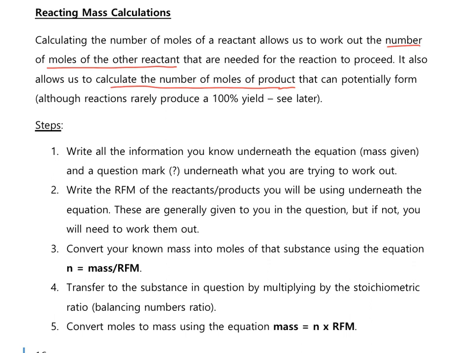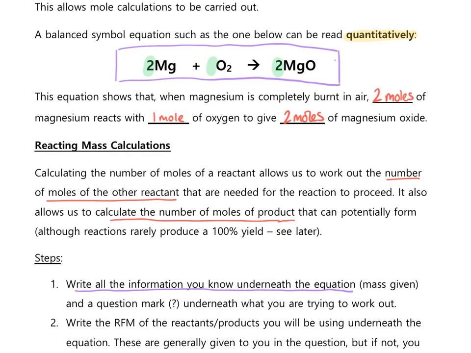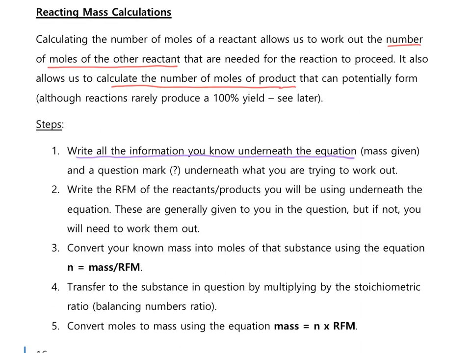So first of all, you will be given information that you know. You'll be given the mass of a reactant or a product, because you can go both ways in these calculations, which we'll see. The first thing I'd like you to do is write the information that you know underneath the relevant part of the equation. So if you were given the mass of magnesium in the previous example, I would want you to write the mass of magnesium that you were given underneath magnesium in the equation.